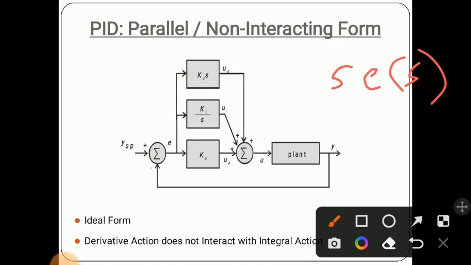If a double derivative is present, then we have to multiply by s square. If a triple derivative, then we multiply by s cube. Here only a single derivative is present, that's why we multiplied by s into E of s. That's why we got Kd into s in this table.